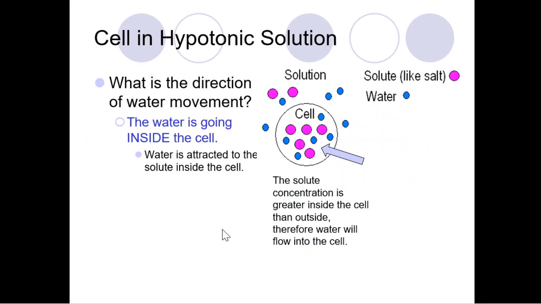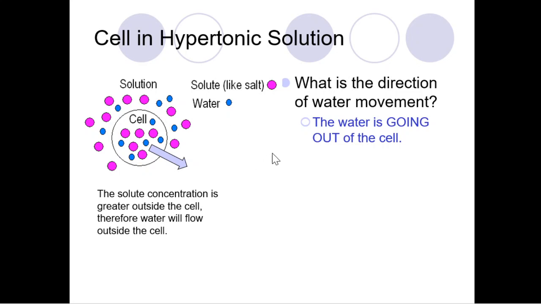Cell in a hypotonic solution, that means it has low solutes on the outside. If there's low solutes on the outside, okay, that means there's a high water concentration. Think about that. Remember, it's up to 100%. So then that means water will be going in. So what is the direction of water movement? The water is going inside the cell because it's a higher concentration of water outside than inside, okay? The solute concentration is greater inside the cell than outside, therefore water will flow into the cell. And you guys will see how the percentages work on your homework tonight.